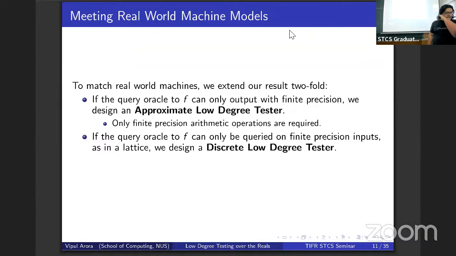And in the second case, where the oracle can only be queried on points describable by finite bit precision, which are basically points in a lattice, we design a discrete logarithmic tester. And for this, we show that instead of sampling from continuous distributions, sampling from a discrete Gaussian distribution in constant time suffices.